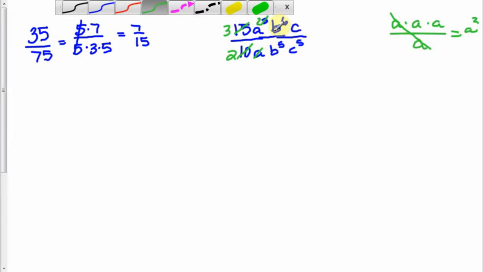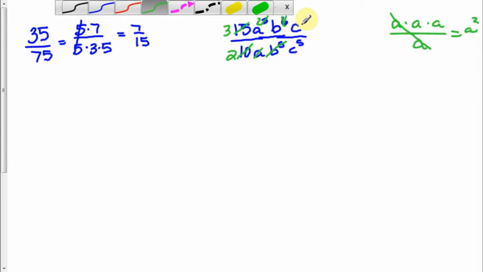Now I have a b to the fifth and a b to the sixth. So if we think about it, there are 6 b's in the numerator and there are 5 b's in the denominator. So the 5 in the bottom are going to cancel into 5 in the top, and how many will be left in the top? Just 1. So b to the fifth goes into b to the sixth and leaves you with a b to the first. You can just mark it out if you want to.